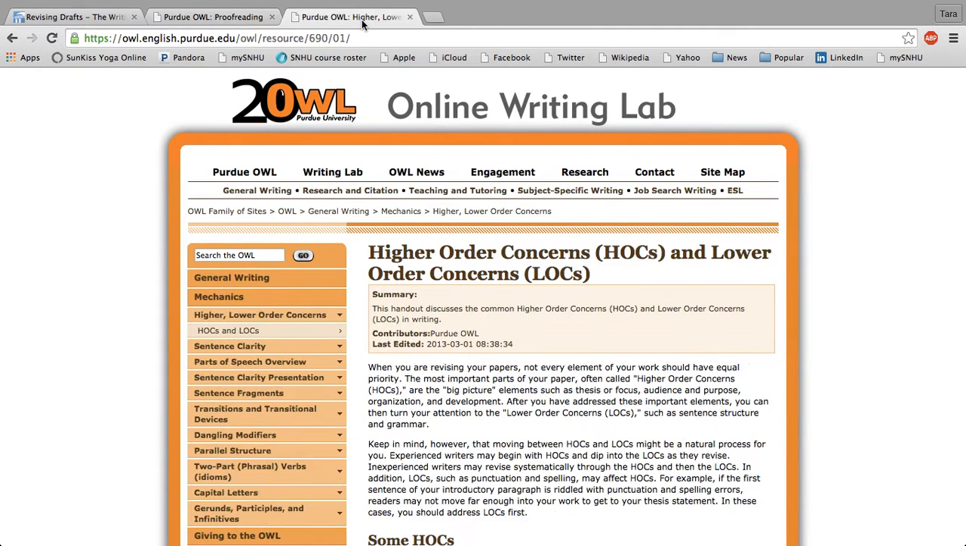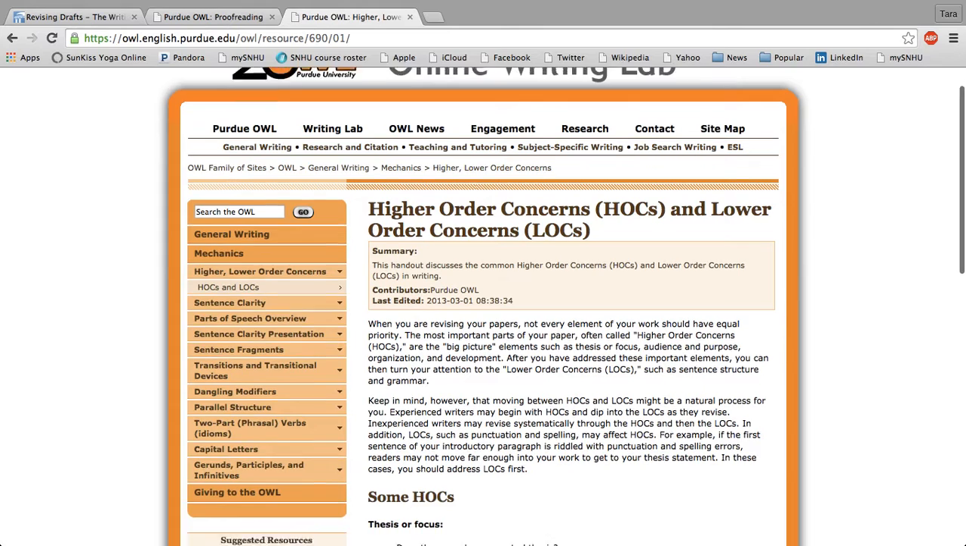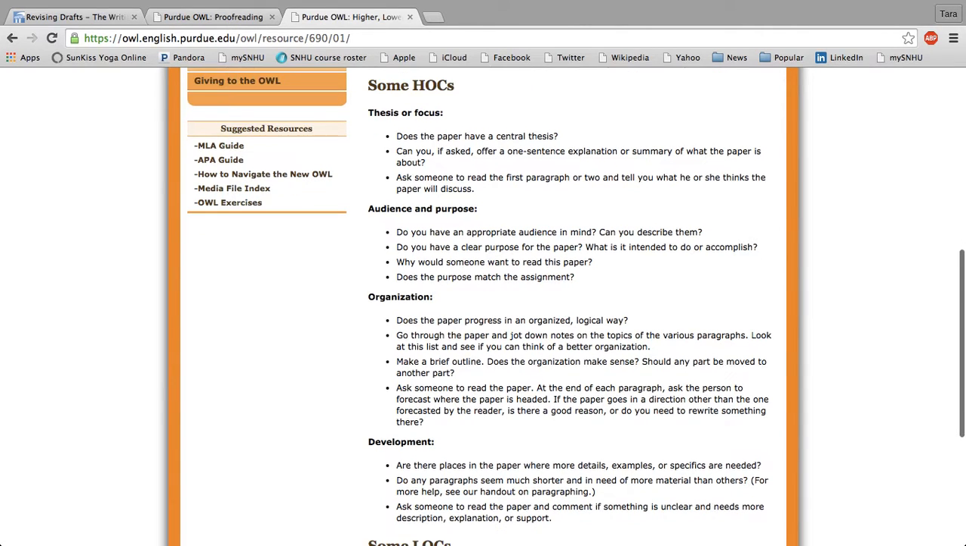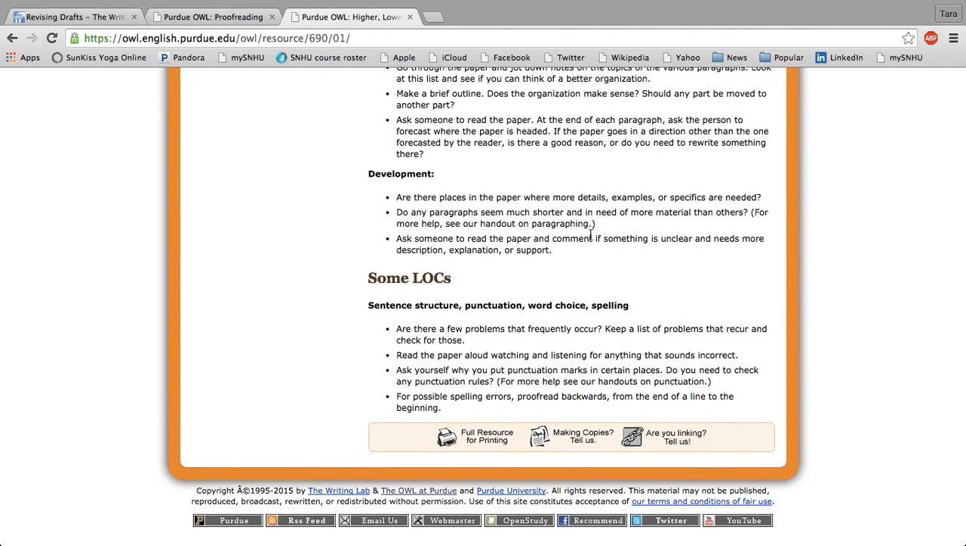Purdue also offers what they call higher order concerns and lower order concerns. And this page here basically breaks down what things are major structural issues. So do you have a central thesis? Can you really identify your audience and purpose, and really looking at the organization of your paper? Those are higher level areas. Once those are in place, that's when you take a look at those lower level concerns.